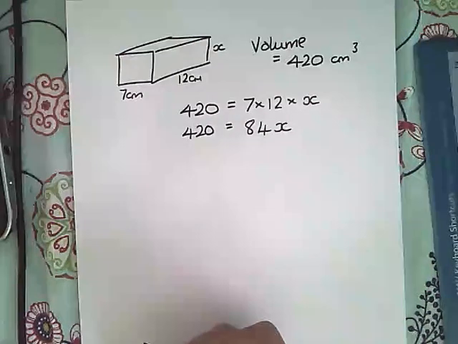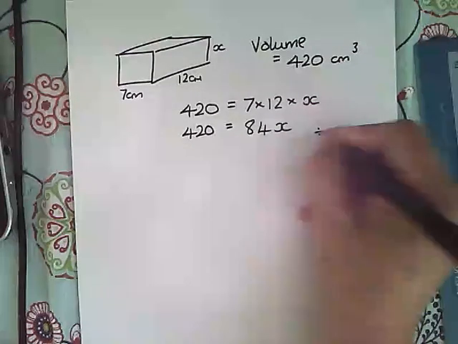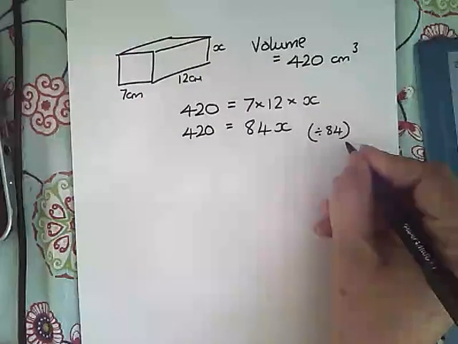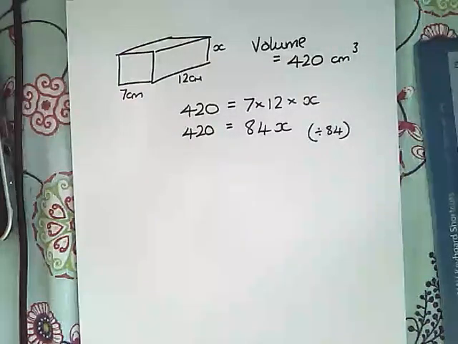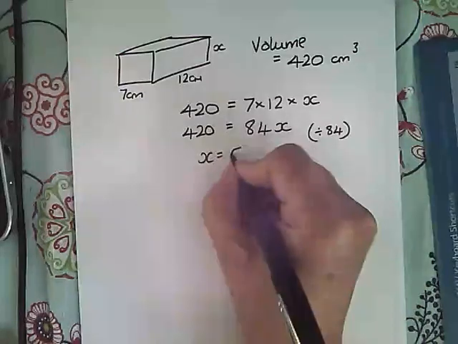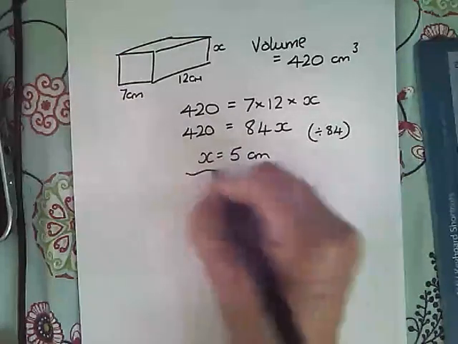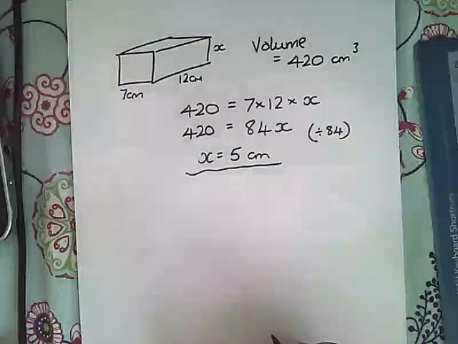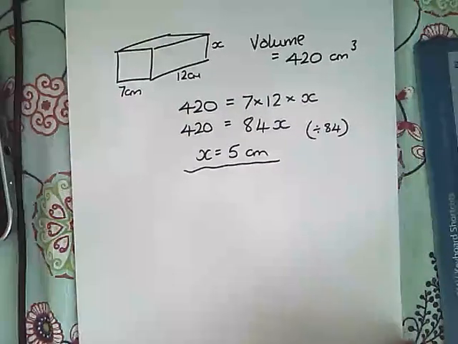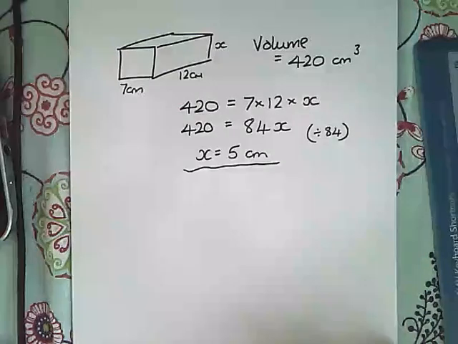And then just like when we're solving equations, we would divide both sides of the equation by the number in front of the x. So in this case, we divide by 84. You need to write down what you're doing here and then just do it on your calculator. So 420 divided by 84 would mean that x is equal to 5 centimetres, and the units this time are length.